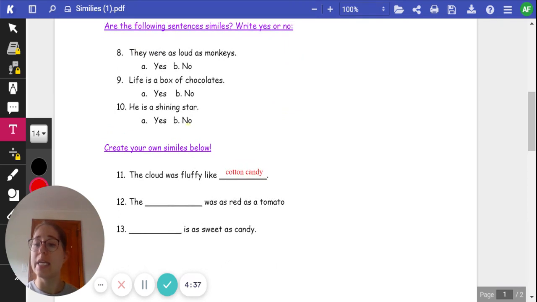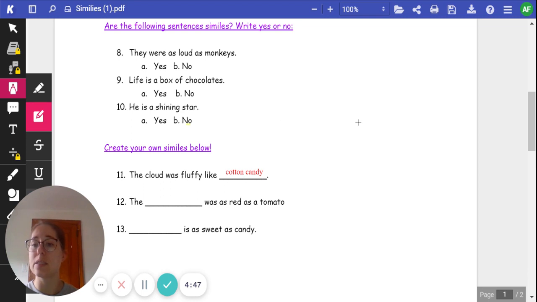For number 8, 9, and 10, we're going to walk through and see if these sentences are similes or not. Number 8, they were as loud as monkeys. Is that a simile? Yes or no? Go ahead and say it out loud and write it down for number 8. You should have said yes. It is a simile, right? Because they use the word like or as to compare they with monkeys.